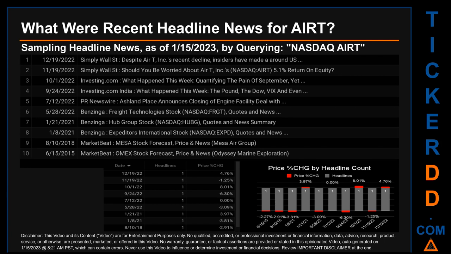Saturday, October 1, 2022 was the day with the highest percentage change in price when we compare opening versus closing price for the ticker. The day saw a jump of 8.01% when AIRT opened trading at 18.1 and closed at $19.55. There was one found headline when Investing.com published the headline that read, "What happened this week? Quantifying the pain of September, yet."